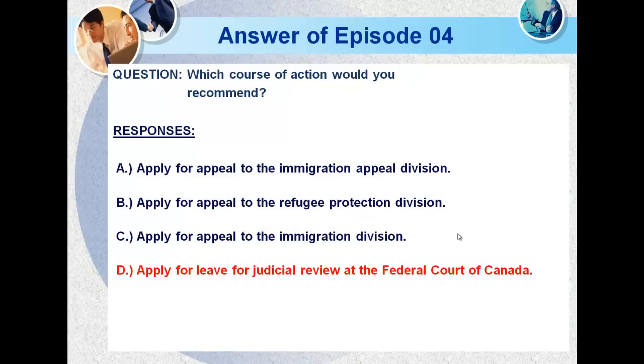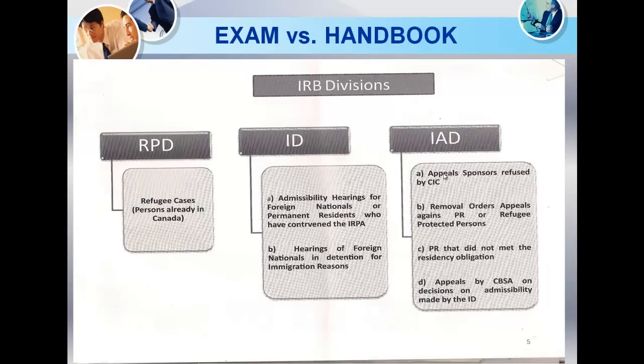For this, the answer will be D, apply for leave for judicial review at the Federal Court of Canada. You may ask, why is it not A or B or C? A is appeal to the Immigration Appeal Division. Here, by the IAD, you can find in your handbook that he did not meet any qualification to go to the IAD for the appeal.